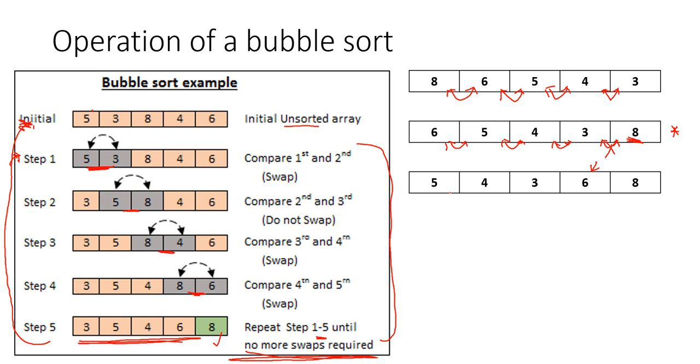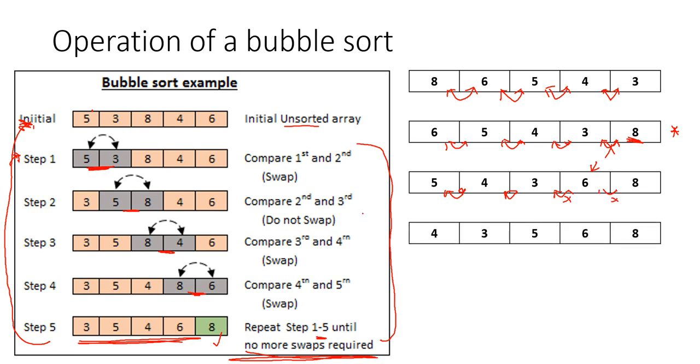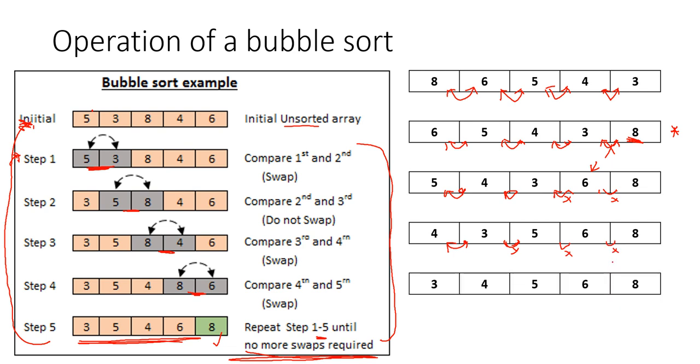And it will continue to do that. 5 to 4, swap. 5 to 3, swap. 5 to 6, no swap. 6 to 8, no swap. And then 4 to 3, swap. 4 to 5, no swap. 5 to 6, no swap. 6 to 8, no swap. And then you get the array in the correct order. And if you go across and make no swaps the whole way, it's sorted.